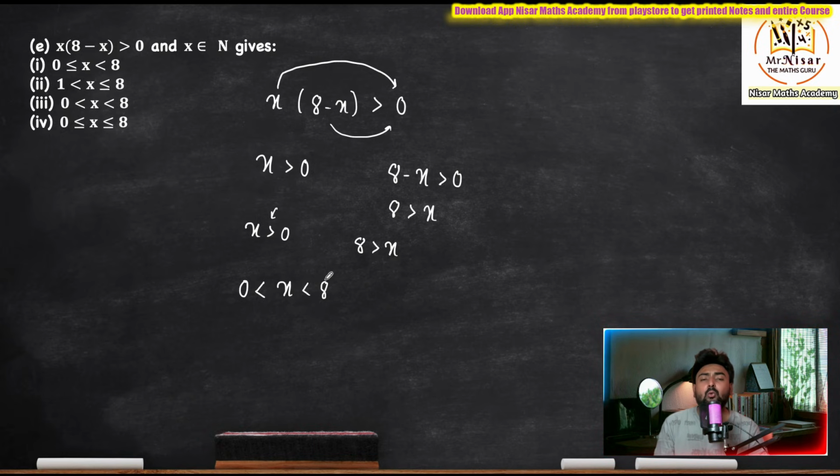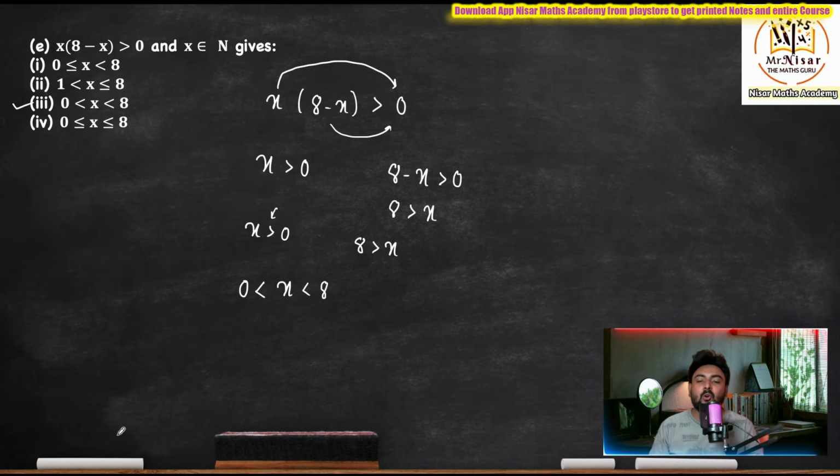You have to understand the concept. Don't rote learn the things, or else you will not understand them. Understand the concept, and once you understand, you can write in any way. Here it is said x is greater than 0, so write x is greater than 0. And here it is 8 is greater than x, or x is less than 8. So which option satisfies this? Yes, I am able to see the third option: x is greater than 0 and x is less than 8. I hope it's quite clear to you.